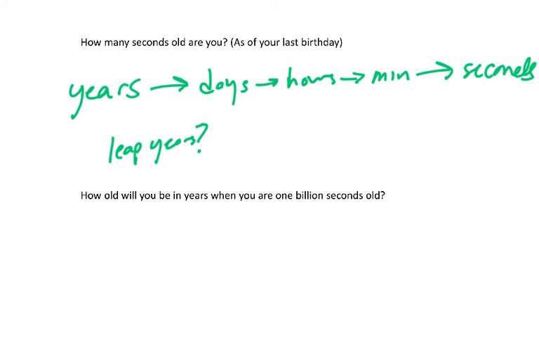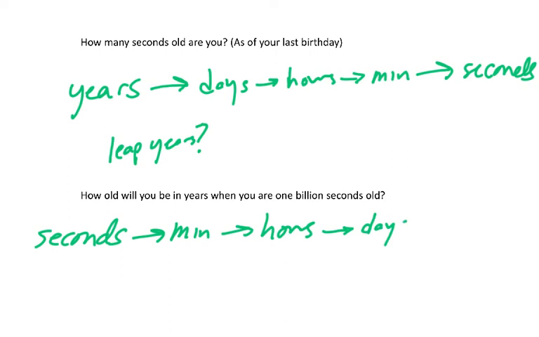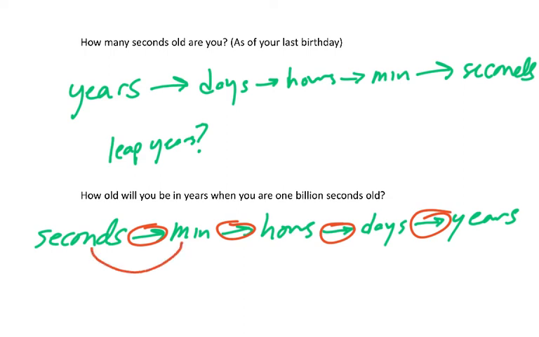And talking about doing it in reverse order, let's say how many years will you be when you're 1 billion seconds old? Have you passed that threshold yet? Find out, right? So you can go the opposite direction, go from 1 billion seconds into how many minutes is that? How many hours? How many days? How many years? And so, filling in conversion factors for each arrow between the steps, you can solve that. All right, and I'll leave that as a fun thing for you to do on your own.